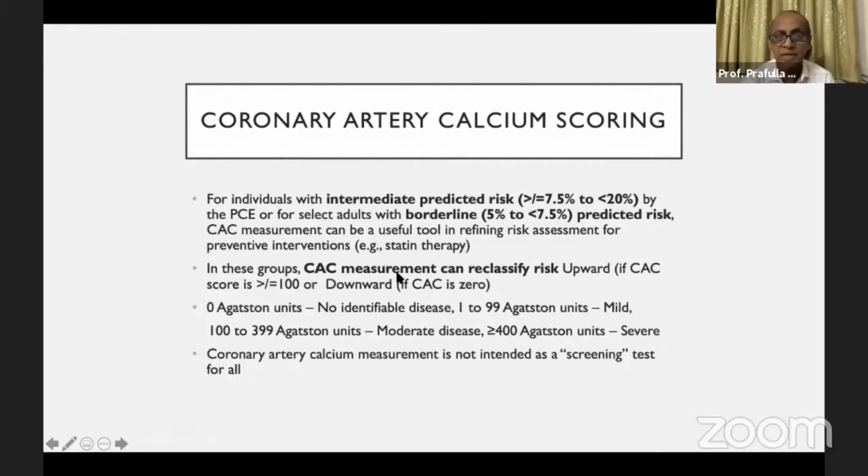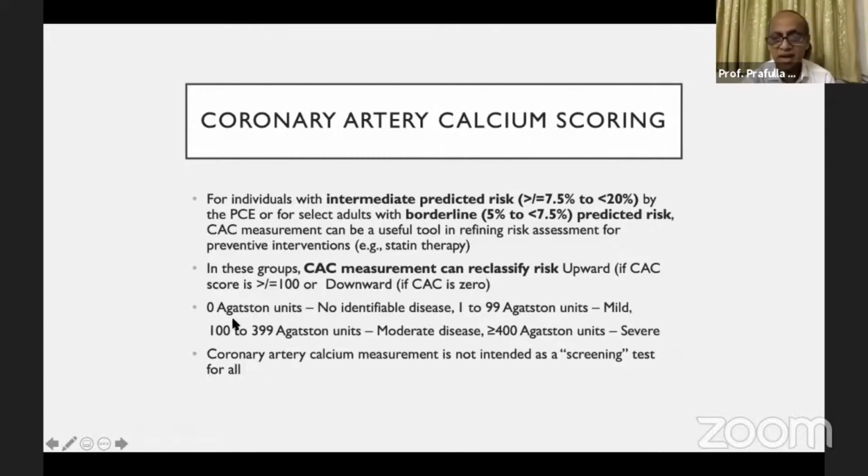statin therapy. Now, importantly, in the middle group, you can decide: if the coronary artery calcium score is more than or equal to 100, straight away her risk goes upwards. Or if it goes downward, if it is 0, for instance, then she gets into a lower caste and becomes low. She's already low by the calculator, but this is important. How do they classify it?